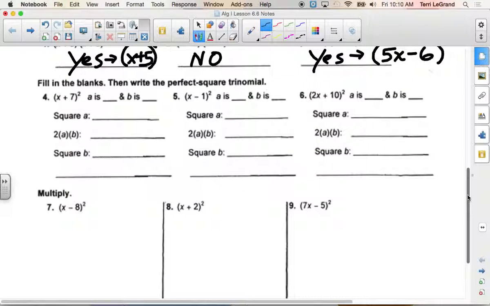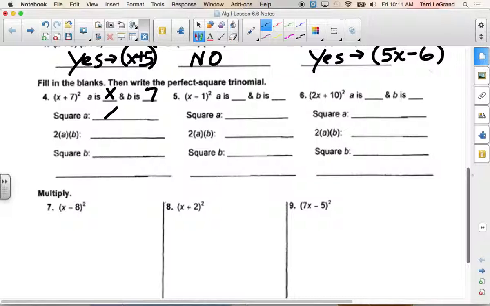Okay, well let's just do some practicing of how we can use a shortcut. Not saying you have to use the shortcut, by the way. If you want to use your FOIL, your rectangle, whatever, you can use it. But when you have this, why not take the shortcut? So what is A in number 4? x. What is B? 7. Now, don't worry about the signs, okay? Don't worry about the addition or the subtraction. Just identify the first term and the last term. We're not going to change these to add the opposite, in fact.